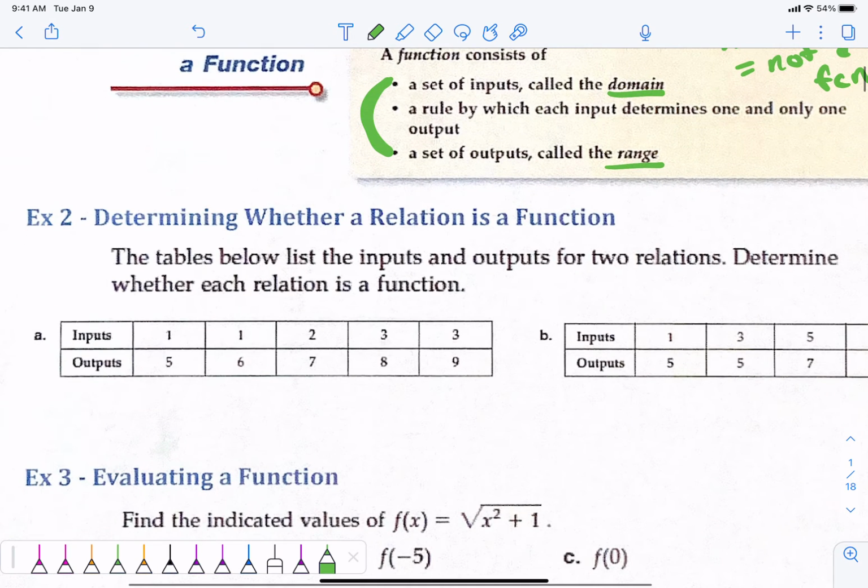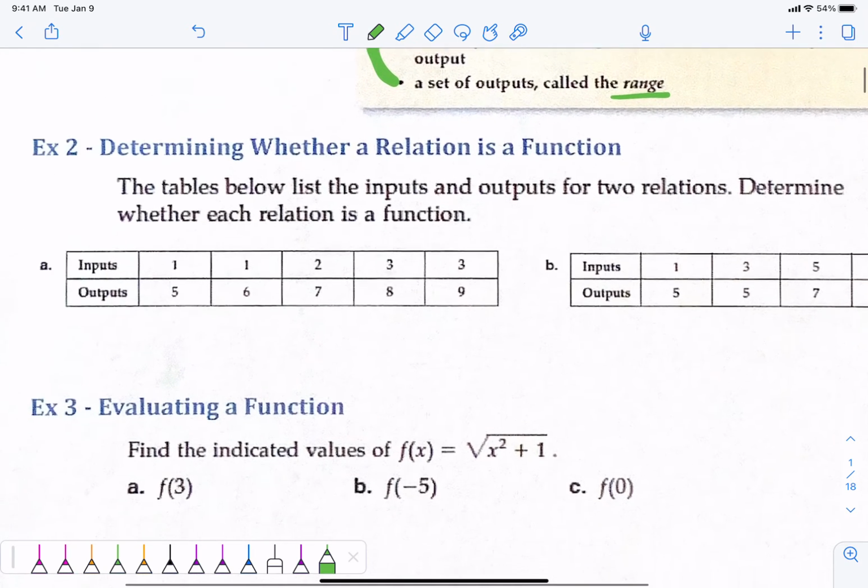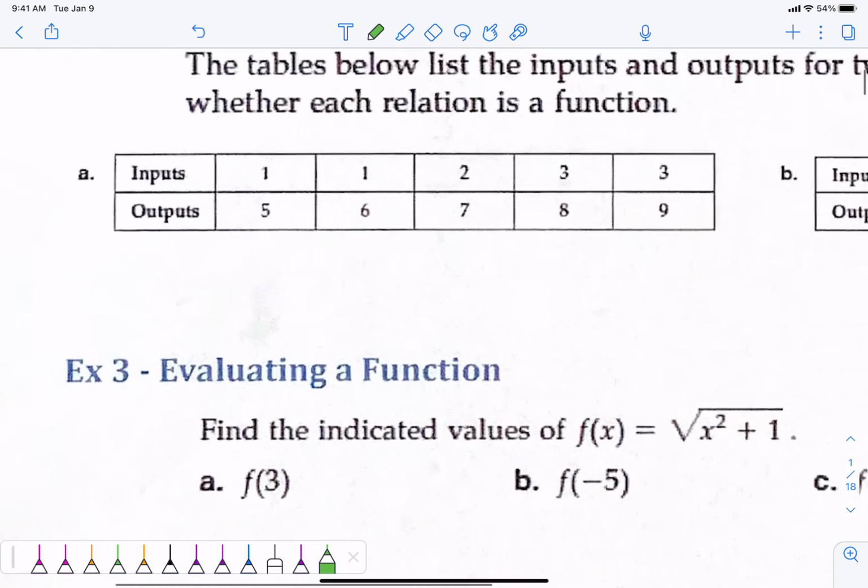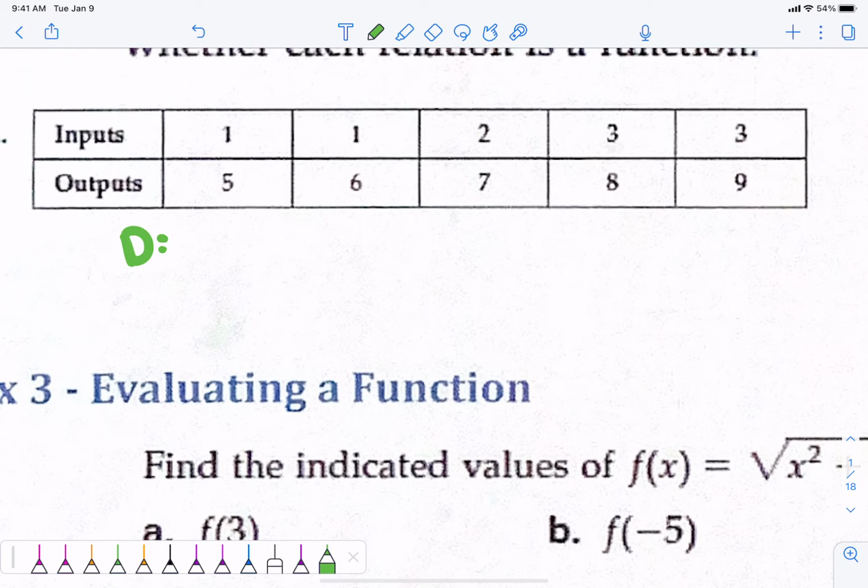All right, the table below lists the inputs and the outputs of the two relations. Let's do A first. It's not because the 2 repeats.